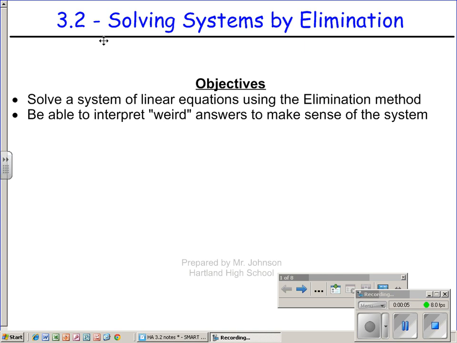In the first section we talked about what it is to solve a system of equations. We talked about solving it by graphing and by using the substitution method. So today it's just a different method. It's not any better than the other ones. Well, it's better than graphing, but it's not better than substitution. It really depends on the equation. Sometimes substitution will be easier, sometimes elimination will be easier. So we're going to talk about the process of elimination. We're also going to talk about some weird answers that you might get.